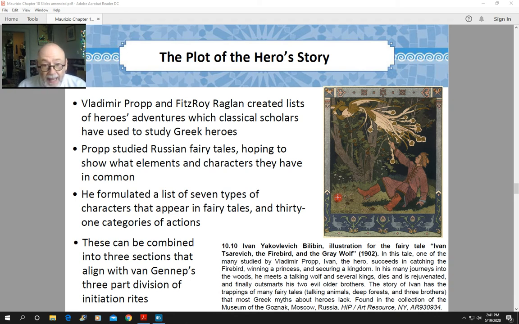Here we've got an illustration for the Firebird. There's a famous ballet with music by Igor Stravinsky called The Firebird. I highly recommend the music, as Stravinsky's score for that is quite beautiful. So here, at any rate, this is a Russian story depicted here. It's from a book illustration.